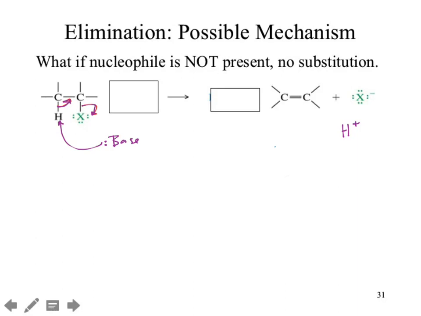Why do we call this an E2? Well, this comes back to our rates. Okay? A rate law is rate equals k, lowercase k, the rate constant. Rate equals k times... Wait, is it an SN1 or SN2? This is not SN at all. This is elimination, and it's E2. So that would be the alkyl halide times the nucleophile.